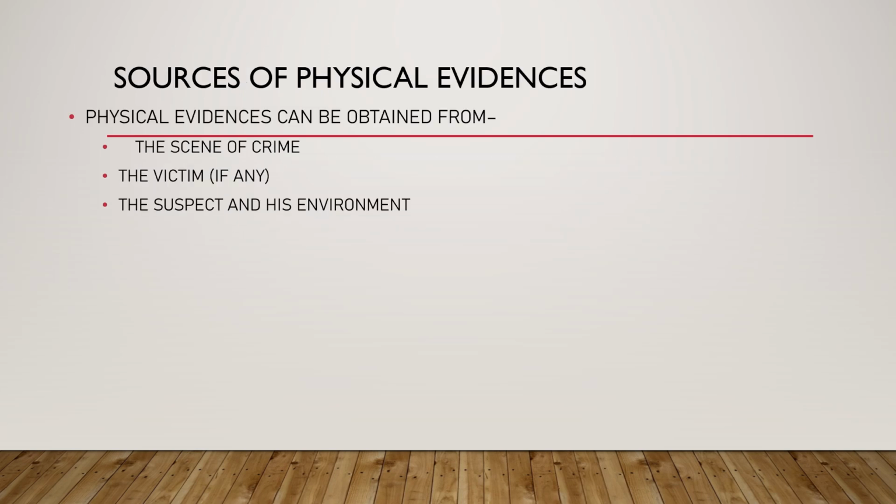Sources of physical evidences. At a crime scene, there can be various sources of physical evidences, which include the scene of the crime, which is the basic source of physical evidence, then the victim, the person may be alive or dead, that can be a source of physical evidences, and also the suspect and his environment. The person who had committed the crime has come from a place, and some evidences he may have collected from where he has come from and left on the victim or at the scene of crime, which leads to the physical evidences at the scene of crime.